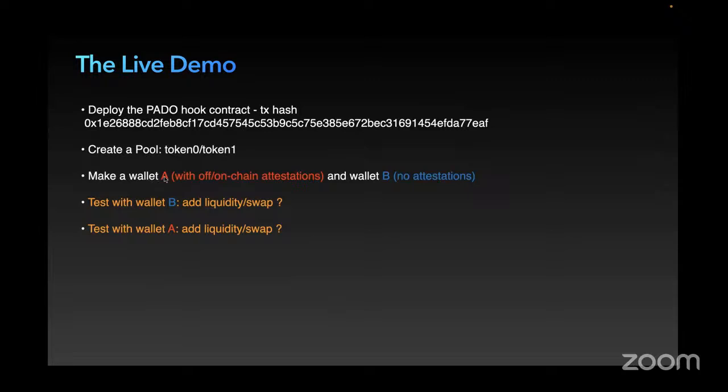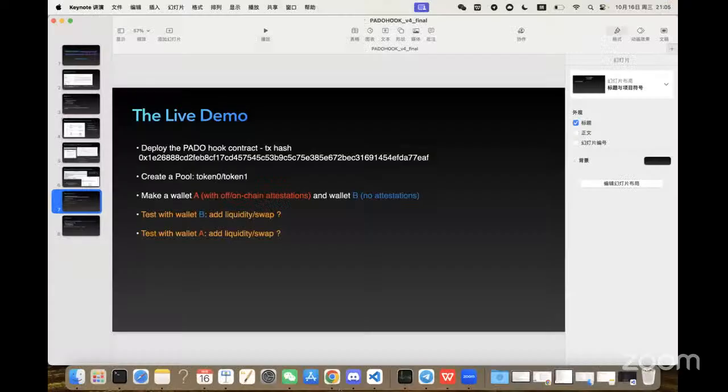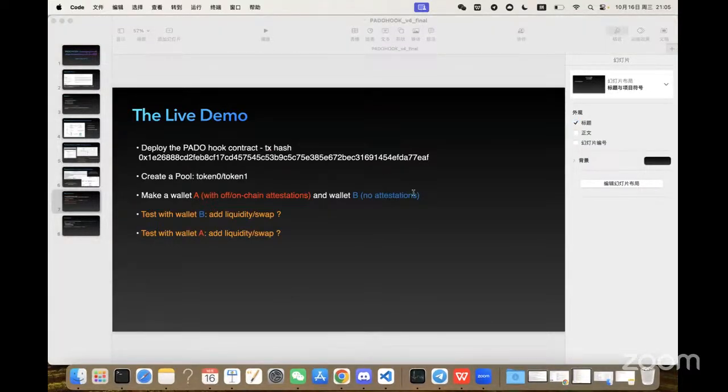I have a wallet A, which I already put some attestation on. I will show you later. And another wallet B, which has no attestation. I want to test how they process with different operations. Now let me switch to the code. Maybe I can show you some inner logic here.